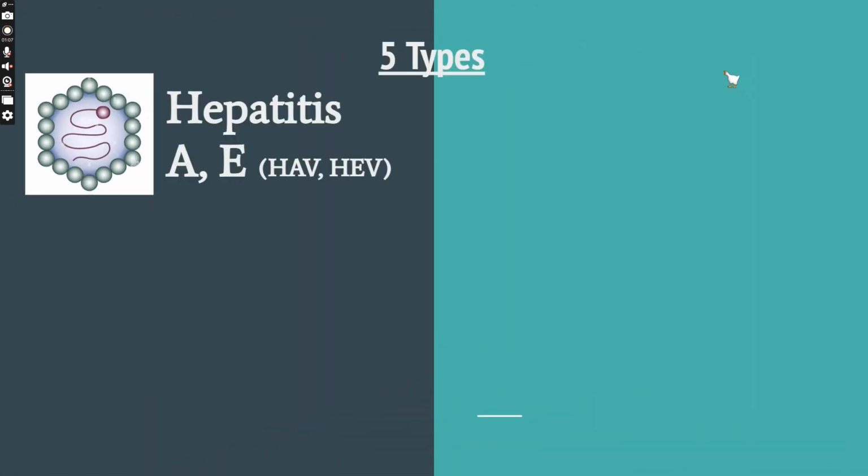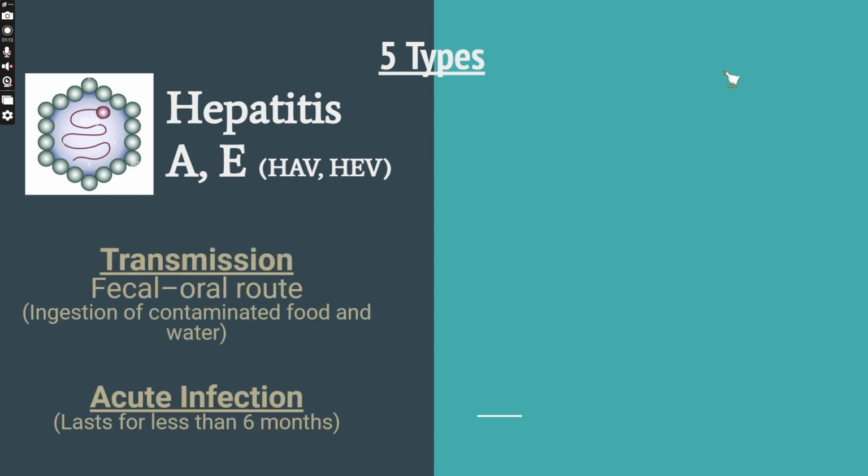First, there are hepatitis A and hepatitis E, which is HAV and HEV for short. These both are quite similar and are transmitted through the fecal oral route, or in other words, ingestion through contaminated food or water. HAV and HEV are almost always acute and essentially not chronic. Acute infection is described as though you can rid the virus from the body and usually it lasts less than 6 months, so it usually is cleared by the human body.